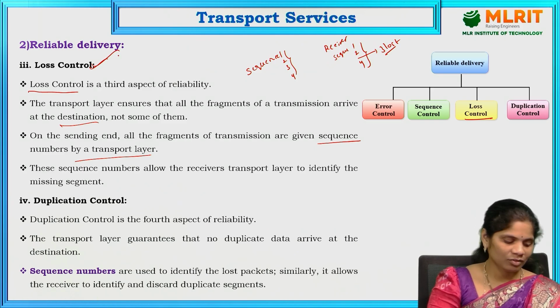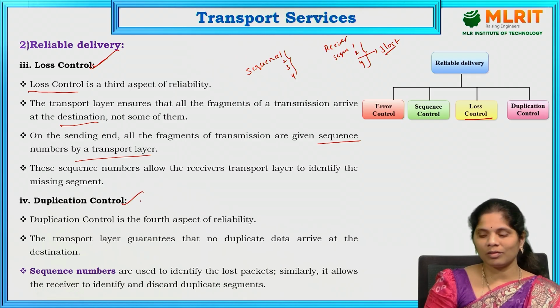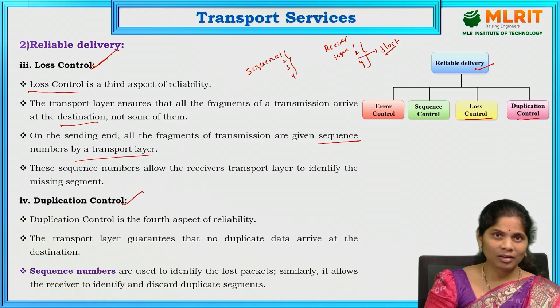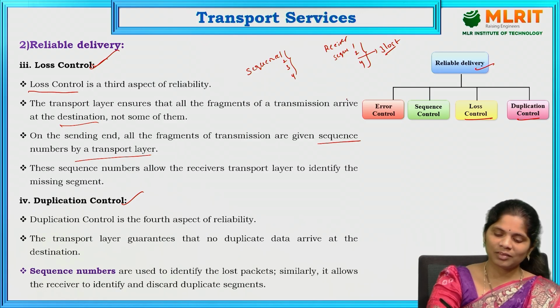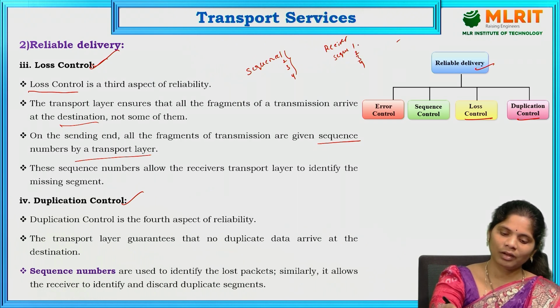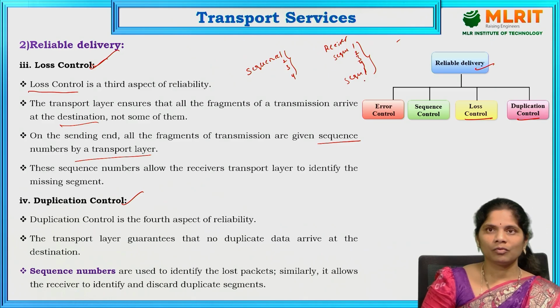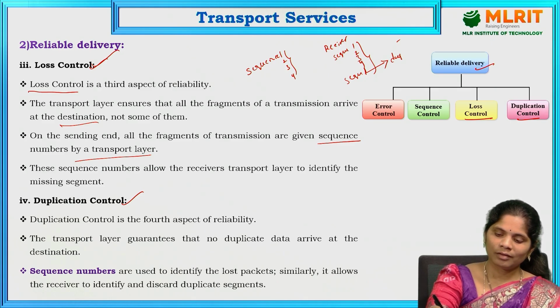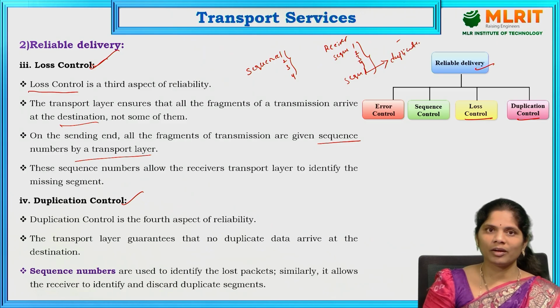And coming to the next one, duplication control. This is the fourth aspect of reliable delivery. Duplication control can also be identified by the sequence number. Suppose sequence 1, sequence 2, and sequence 3 are received, and then afterwards it receives sequence 1 again. We can easily identify from the sequence number that this is a duplicate sequence.